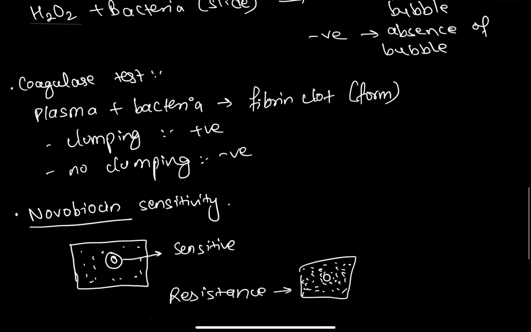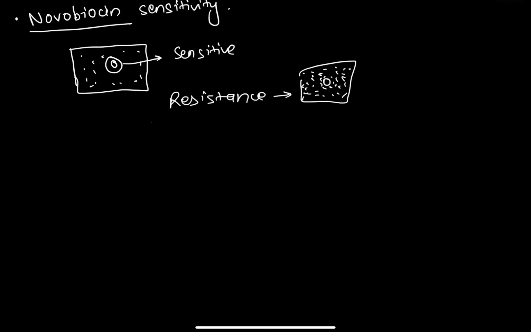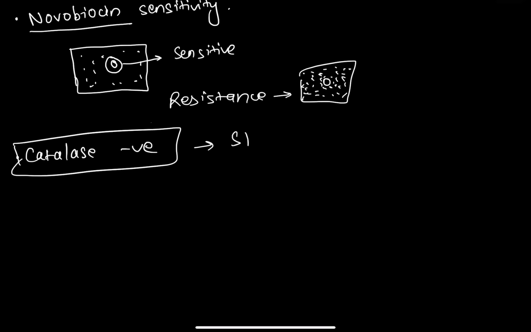So this is all about the Staphylococcus group. Now we will learn about Streptococcus organisms. The organisms that were catalase negative are the Streptococcus. A very important differentiating factor between Streptococcus and Staphylococcus is that Staphylococcus is present in clusters, in groups, but Streptococcus is present in chains.